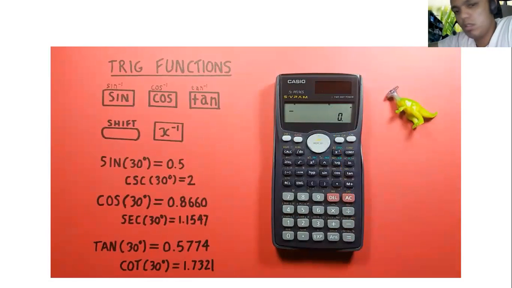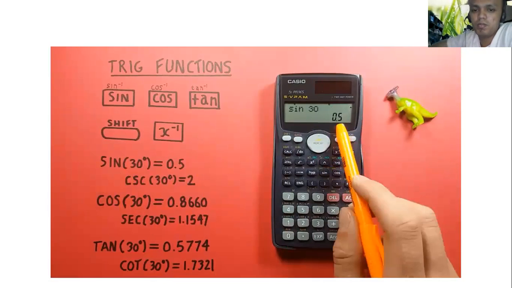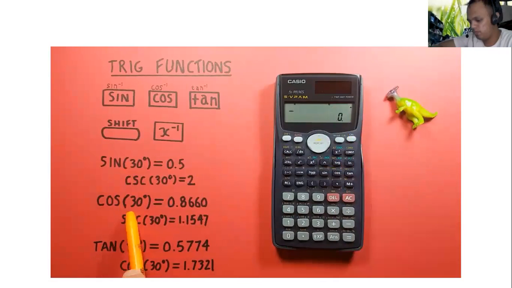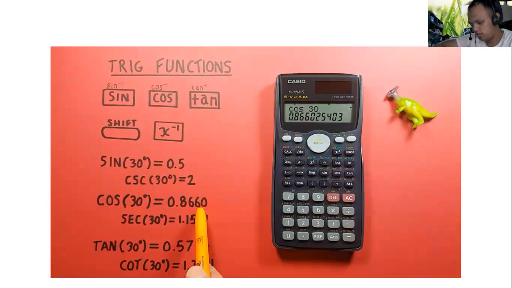All right, if we're just doing the basics, like say the sine of 30 degrees, we would enter it as we would write it. So we press sine 30 and equals, gives us a result of 0.5. Cosine of 30, again, cos 30 equals 0.8660. And tangent of 30, tan 30 equals 0.577 rounding to 4. Easy enough.